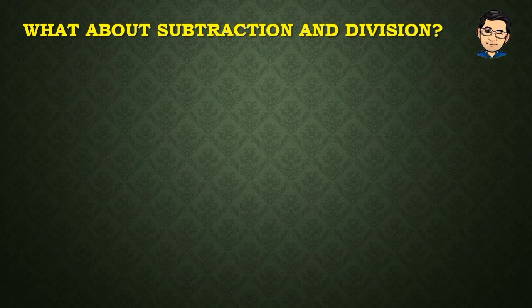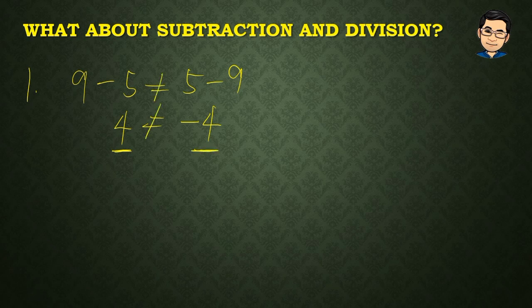So, for example, number 1. 9 minus 5 equals 5 minus 9. So, check natin. 9 minus 5, that is 4. 5 minus 9, the answer is negative 4. So, as you can see, sa left side, 4. Sa right side, negative 4. Pareho ba yan? Hindi po. So, we can say that 9 minus 5 is not equal to 5 minus 9.